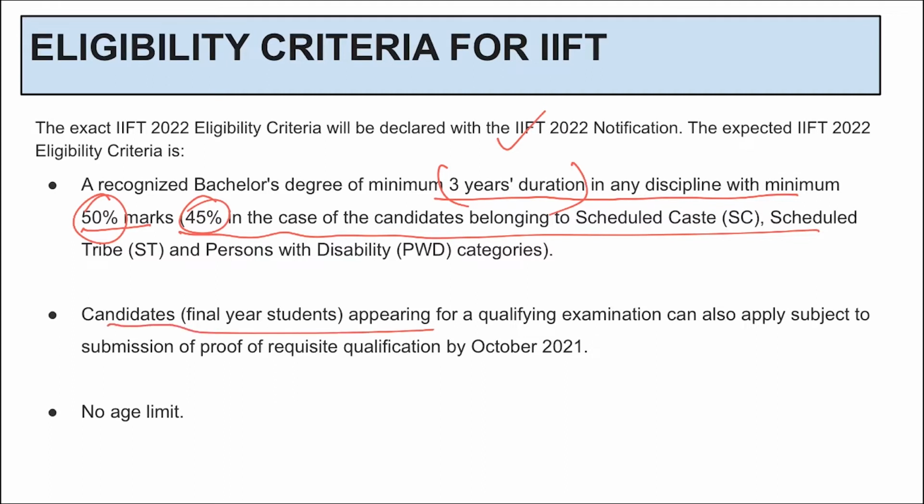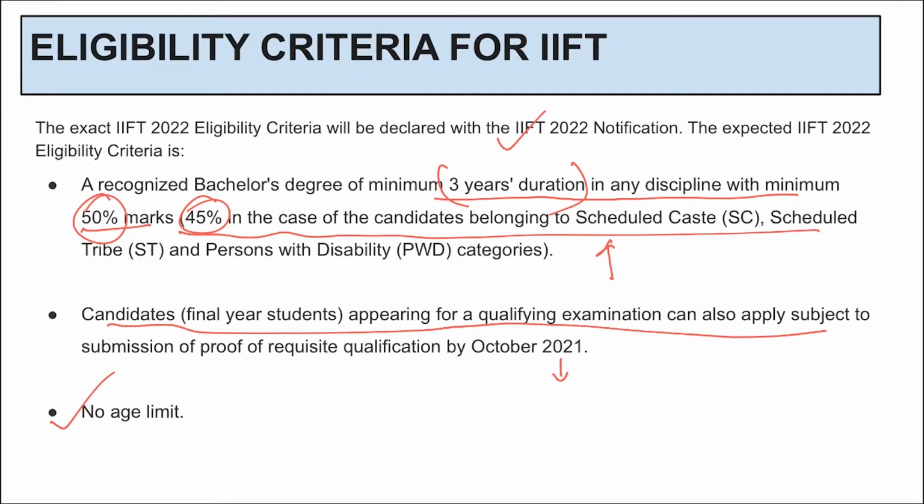Candidates in final year appearing for the qualifying examination can also apply. This is subject to submission of proof of requisite qualification by October 2021. This would change as the years go on. So the only thing that you need to take away from here is that if you are in final year, you can apply for your IIFT exam, given that you fulfill this 50% or 45% criteria. There is no age limit. People of any age can apply for this particular exam and program.